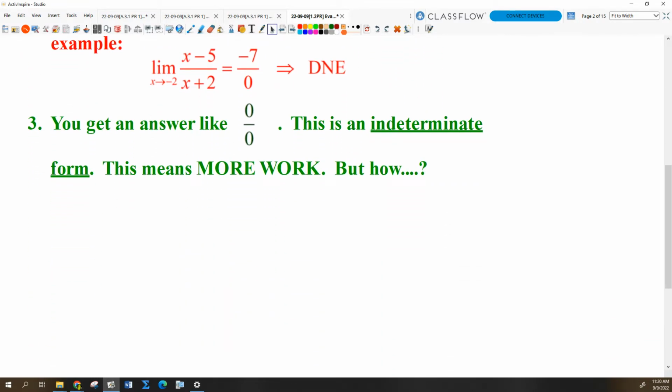If you get an indeterminate form, like 0 over 0, or later on, when we start looking at infinite limits and limits at infinity, you could have other indeterminate forms like infinity over infinity also. It works the same way. If it's any kind of indeterminate form, then it means more work, and we have to move in and do some algebra to resolve the indeterminacy, and that's where we left off, right?